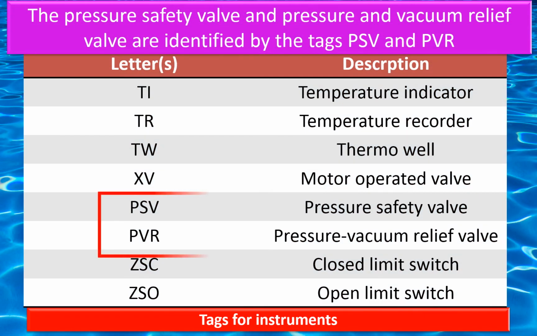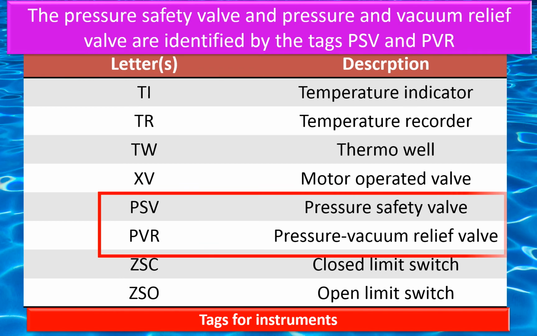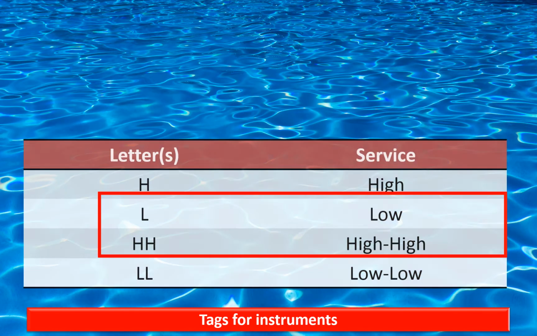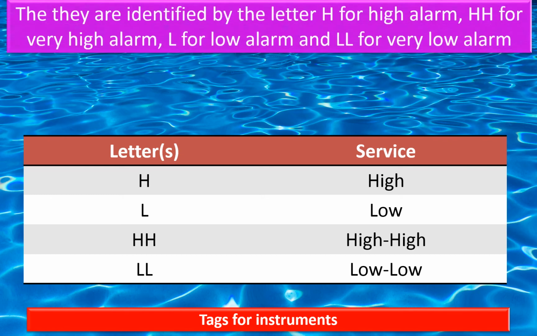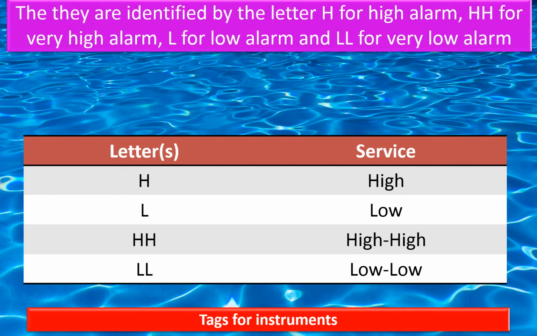The pressure safety valve and pressure and vacuum relief valve are identified by the tags PSV and PVR. Many critical operating parameters are provided with alarm for sounding warning signals. They are identified by the letter H for high, HH for very high, L for low, and LL for very low.